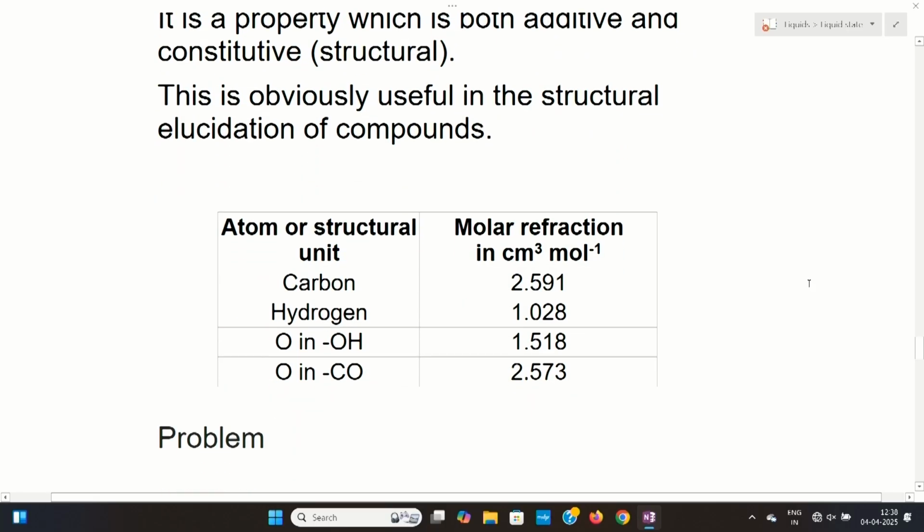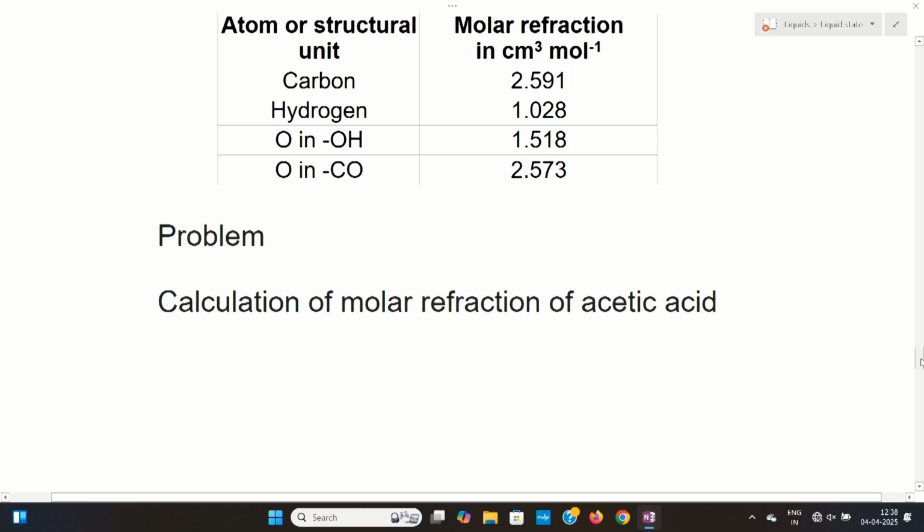Here we have a table for the molar refraction value of some elements. Carbon is 2.591, hydrogen is 1.028, oxygen in the hydroxy group, OH, is 1.518, and oxygen in the carbonyl group is 2.573. Using this table, now we can do one problem. Our job is to find out the molar refraction of acetic acid. We are writing acetic acid, that is CH3C double bond OH.